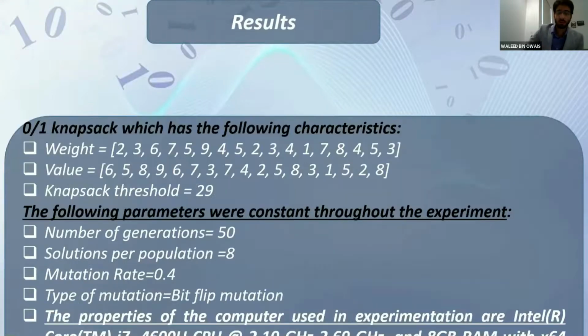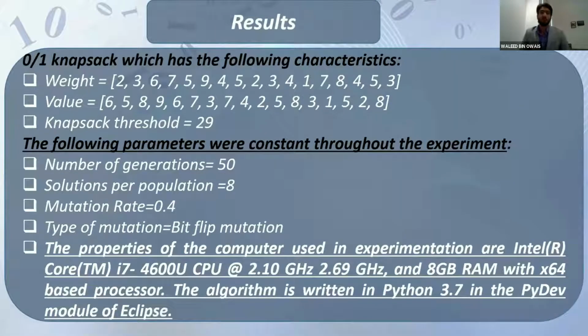Now we get to the most important and the interesting part, the results. I've already told you the 3 selection methods and the 2 crossover methods we have used. So we had the 0-1 knapsack, which had the following weights. As you know, a 0-1 knapsack is characterized by 3 things: weight, value, and the knapsack threshold. So you have 17 items in your knapsack, and your profit cannot exceed 29, okay?